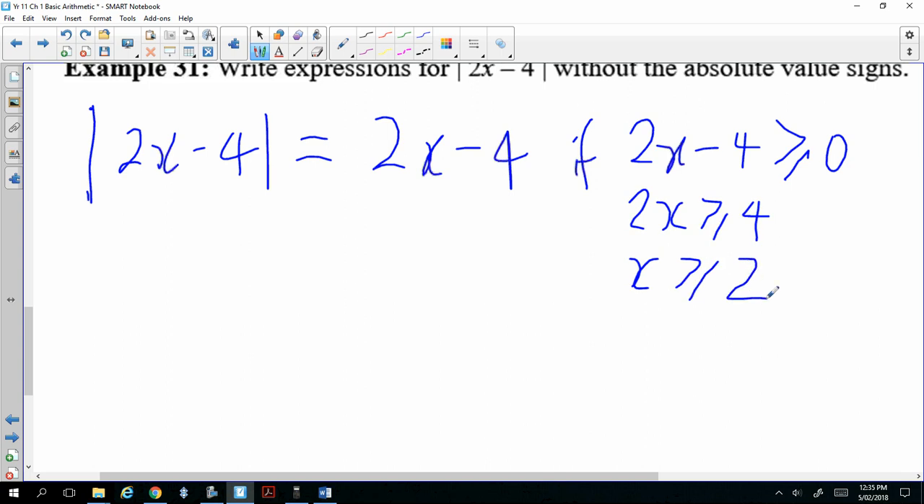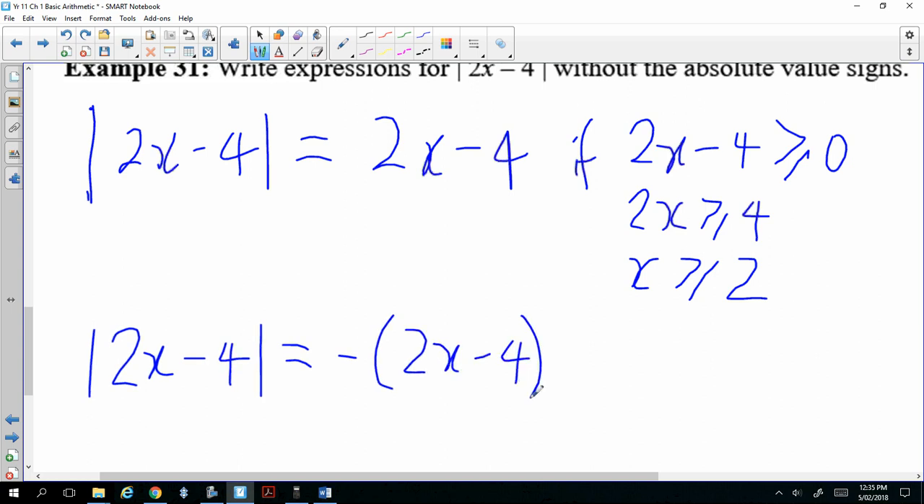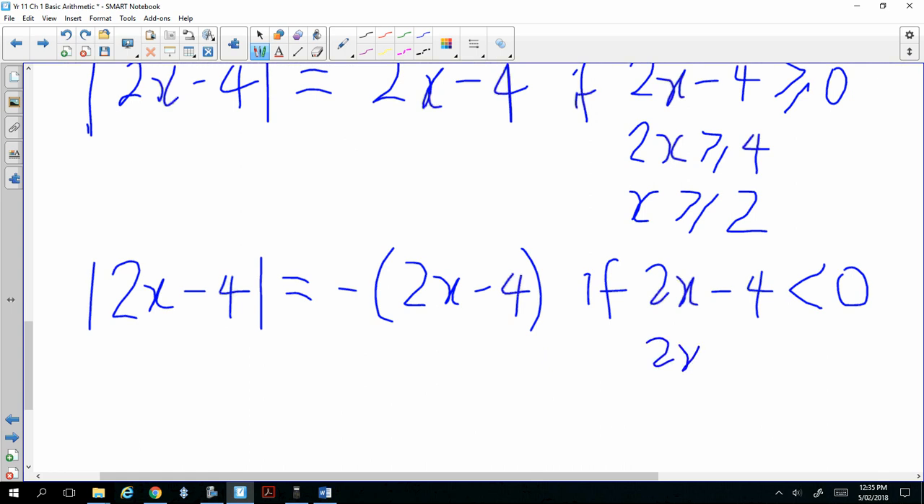And then we have to use the second case. This is equal to the negative of itself. And when do we use the negative of itself? If whatever's inside is negative. And like before, you have to solve for x. 2x is less than 4, x is less than 2. So we have to divide it into two cases. So I could summarize this on the next bit.